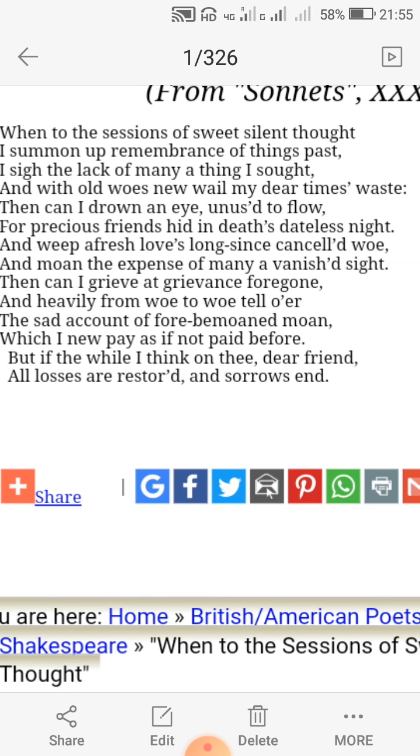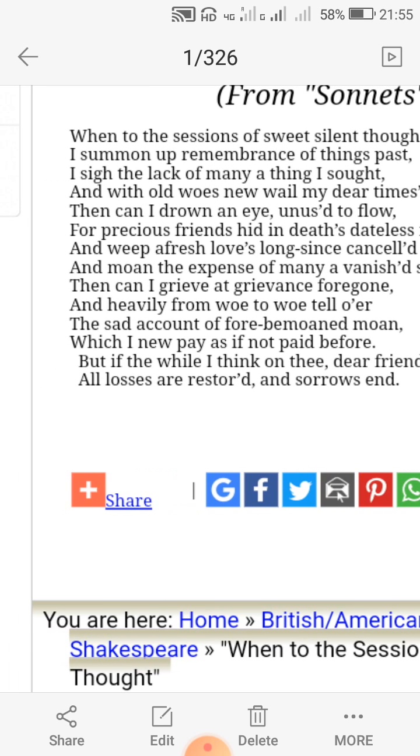For precious friends hid in death's dateless night. He is regretting over the death of his precious and fast friends who have died now, and they have become part of the dateless diary of death.